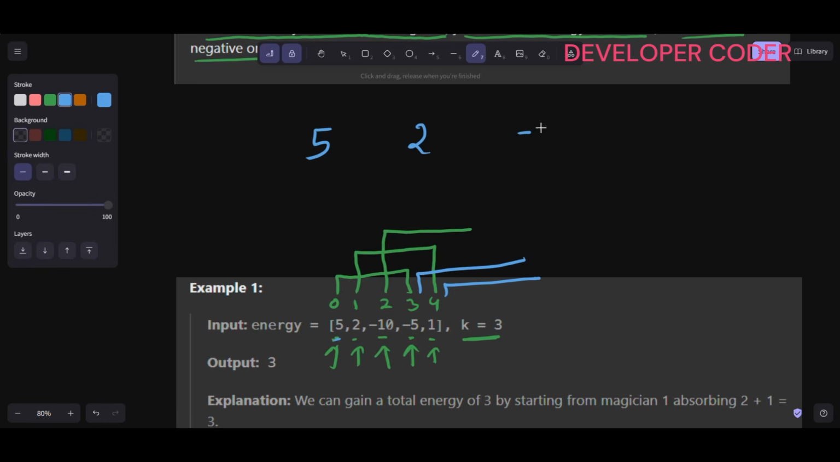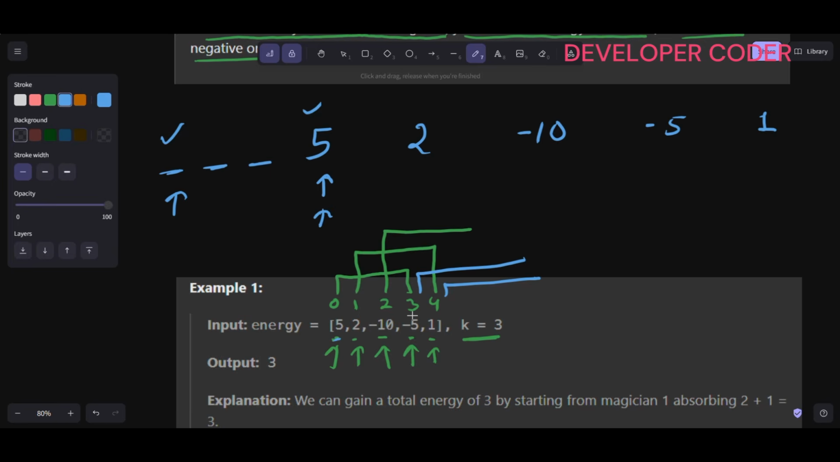5, 2, minus 10, minus 5, and 1, right? So here when I am at this point, right, there is no energy before this, right? There is no energy before this which I need to take care of, right? So I'm not starting from here, right? If I'm starting from here, then I have to see whether I have to add this energy with this, or can I start directly from here, right? These are the two choices I have, right?